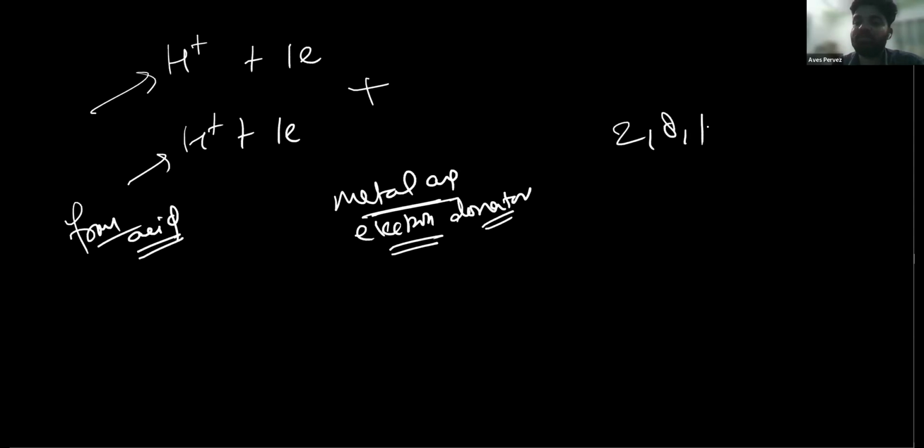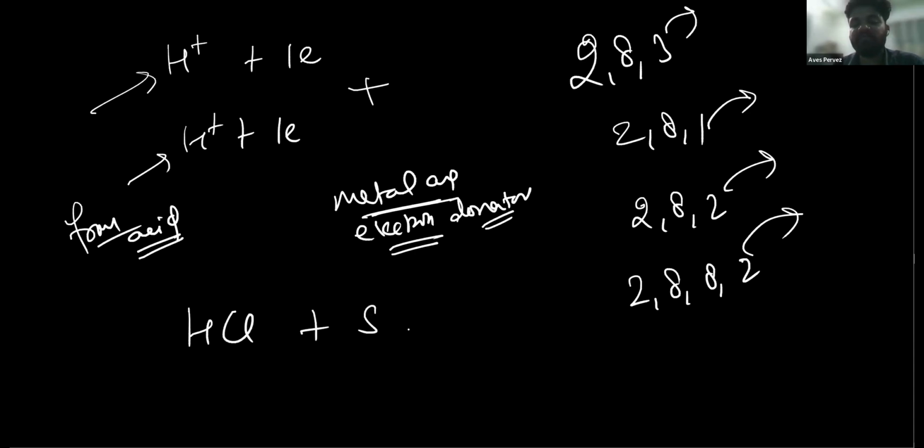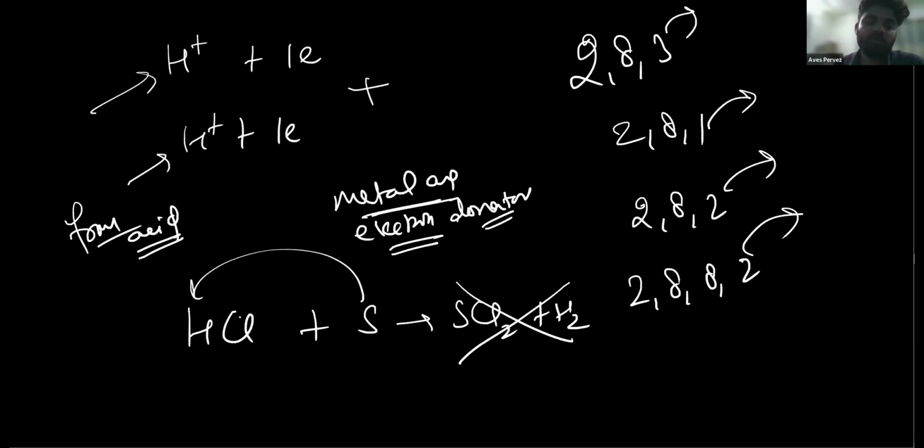For example, 2, 8, 1 sodium loses 1 electron. 2, 8, 2 magnesium loses 2 electrons. 2, 8, 8, 2 calcium loses 2 electrons. Aluminium 2, 8, 3 loses 3 electrons. So metals are electron donors, and non-metals are electron acceptors. So if we react an acid like HCl with sulfur, it will not form sulfur chloride plus hydrogen gas. No, it will not form. Why? Because sulfur, a non-metal, does not give electrons to the H plus ions of acids to form hydrogen gas.